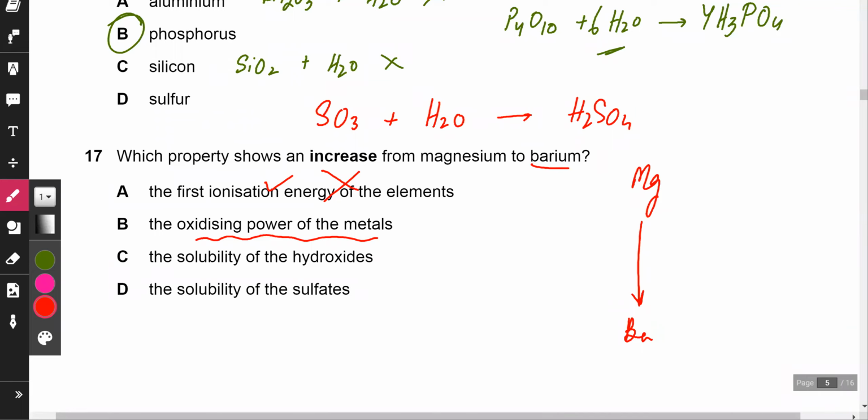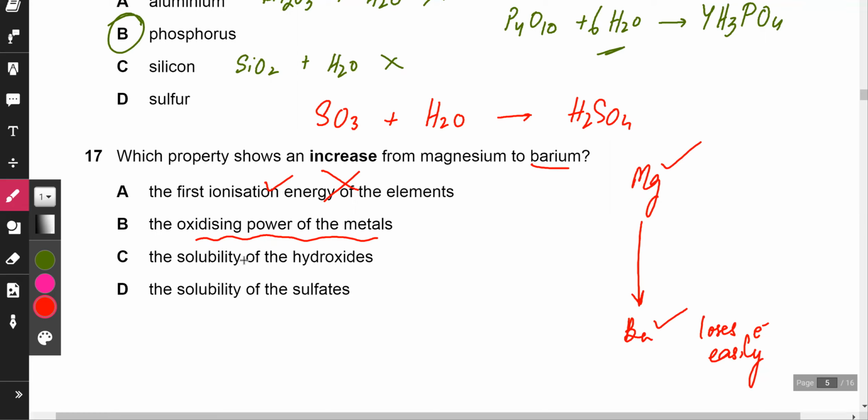Just tell me, who's going to lose electrons easily? Barium. And why barium? Because it's a bigger atom and the electron is away from the nucleus. It's a bigger atom, so the electron is very far away and the ionization energy is lesser, so it's easier for it to lose electrons. Is this clear? Yes. So we'll come to this later.